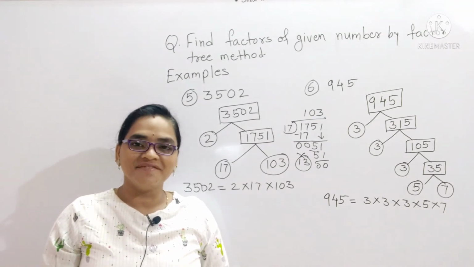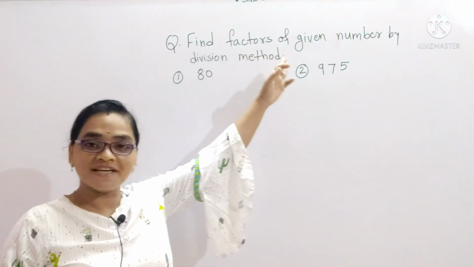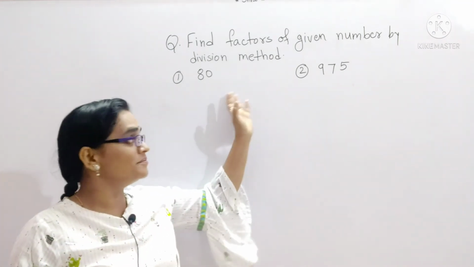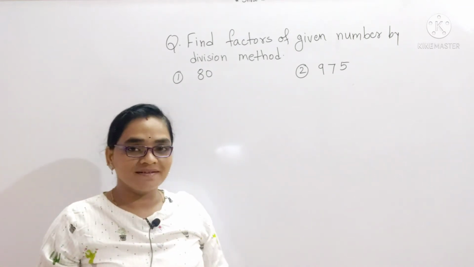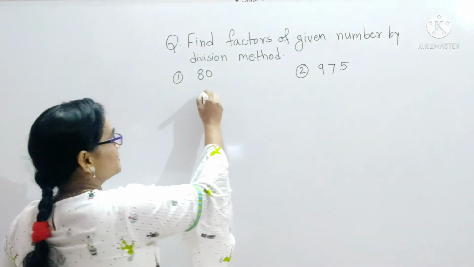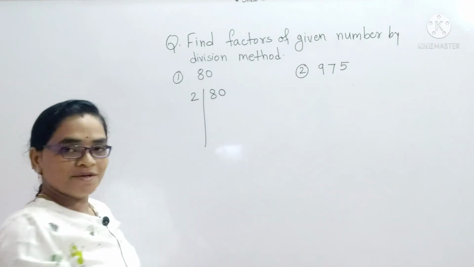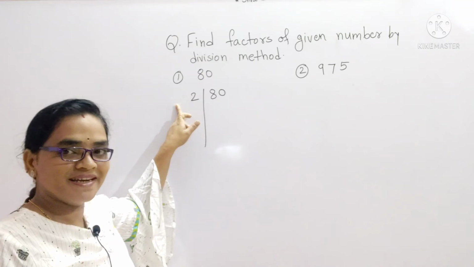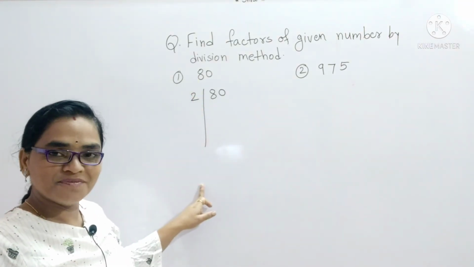Then let's discuss what the division method means. For the division method, we get a question like this: find the factors of the given number by division method, and obviously all numbers are composite numbers only. We have to find their prime factors. First example is 80. Then start to divide it. Ones place 0 means it is divisible by 2. The prime numbers by which we are going to divide 80 have to be written on the left hand side. The composite number will come on the right hand side, and one vertical line should be there.